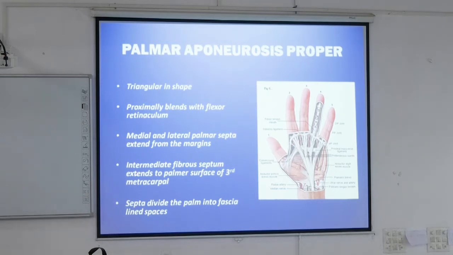Intermediate fibrous septum extends to the palmar surface of third metacarpal, and septa divide the palm into fascial spaces. This is important because if there is a prick and you get wounded, then there is every possibility of getting an infection, a swollen hand, and the pus is collected in the palmar spaces.